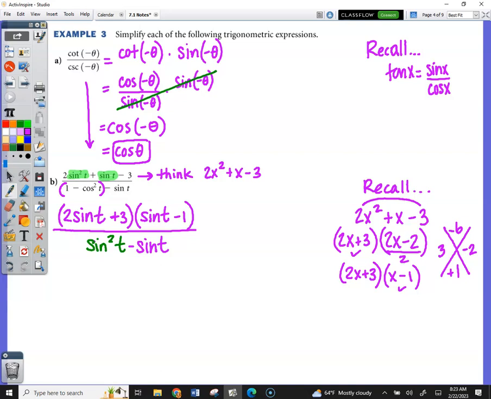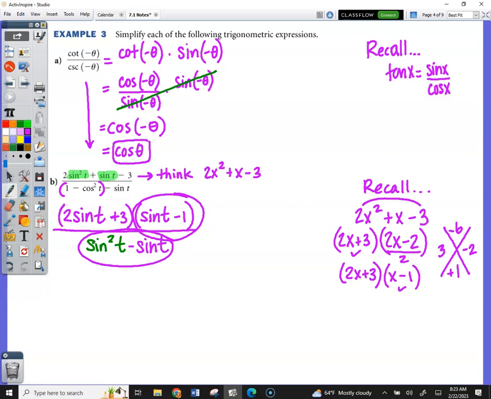On top, I've got 2 sine plus 3. Over here, I have sine minus 1. Then I have sine squared minus sine. This should be your clue. Look at that compared to this. So you've got on top sine minus 1. On bottom, you've got sine squared minus sine.